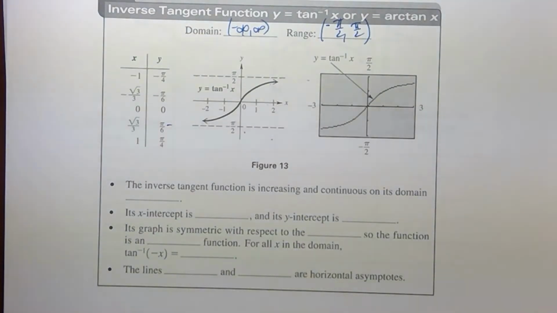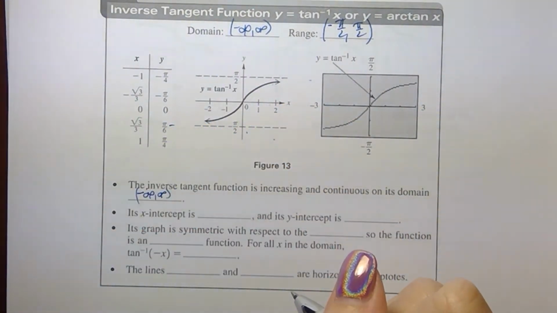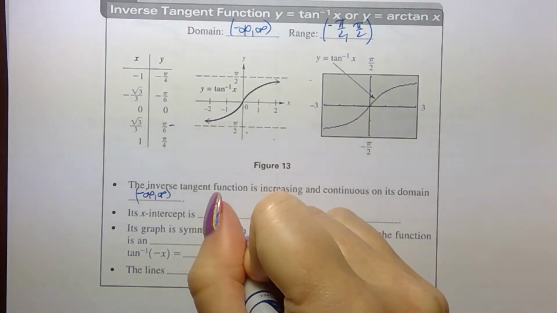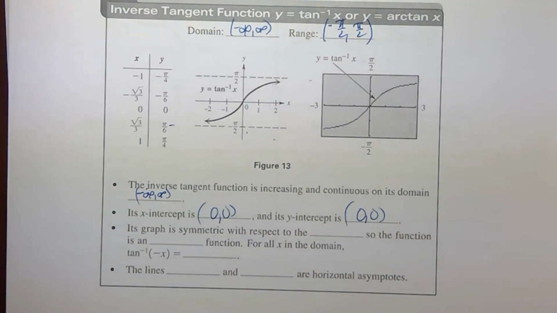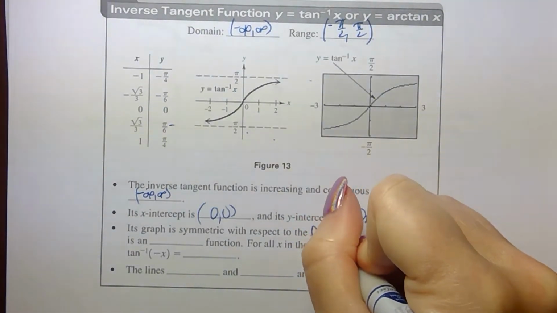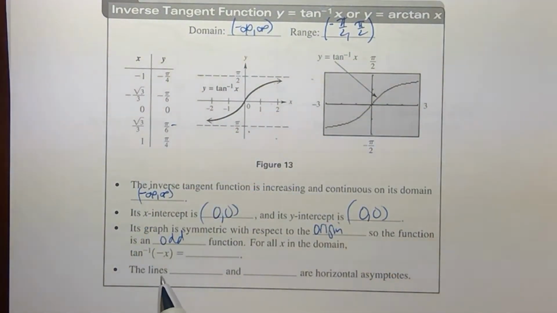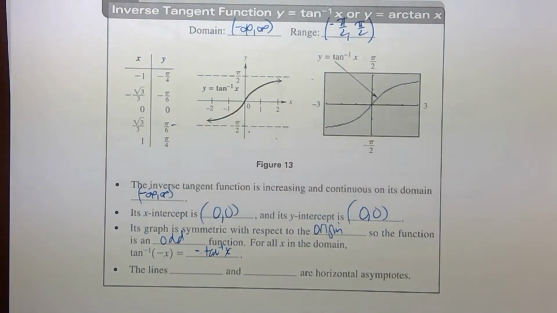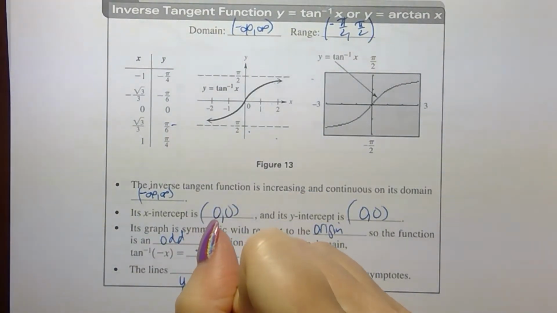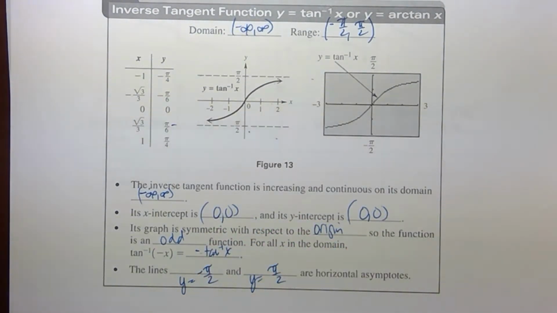Inverse tangent is increasing and continuous on its domain, all real numbers. The x-intercept is at the origin, so since it's the origin, that's my y-intercept as well. It's symmetric with respect to the origin, so it's an odd function. If I plug in a negative x, I get out the opposite of tangent inverse x. Those lines, y equals negative pi half and y equals positive pi half, are horizontal asymptotes.